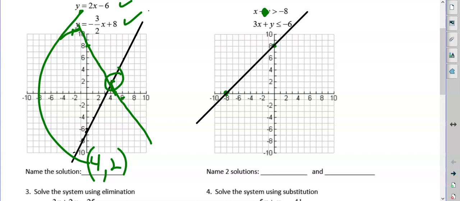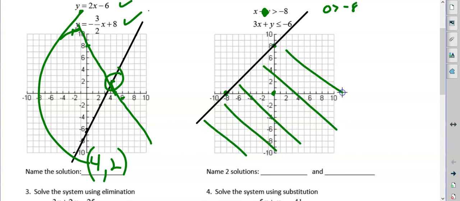Okay. Now, for this one, I need to test a point. I'm going to test 0, 0 right here. So if I plug that in, I get 0 is greater than -8. True or false? That's a true statement. So I'm going to shade on the side where I got a true statement. So this is the area that I'm shading.